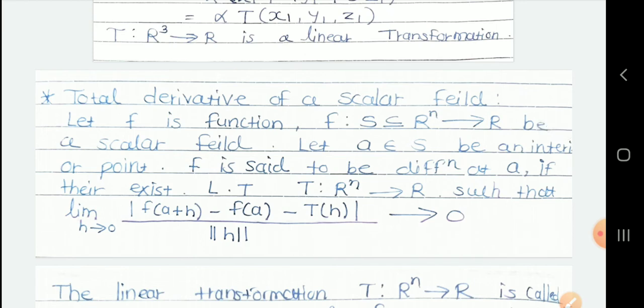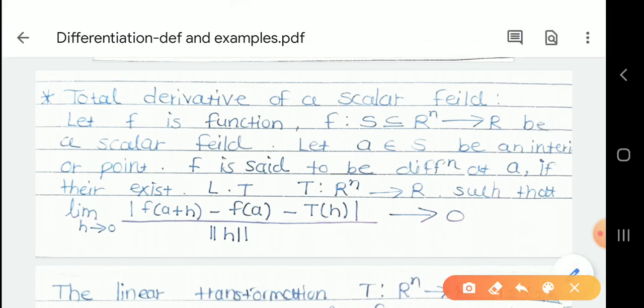Now what is total derivative of scalar field? The definition is, the function f is a function defined from S, a subset of Rn, to R. So S is any subset of Rn and the function is defined from Rn to R. Okay, the derivative of scalar field. It is a scalar field. If the function is defined from Rn to R, then it is a scalar field. So f is a function defined from Rn to R, a scalar field.